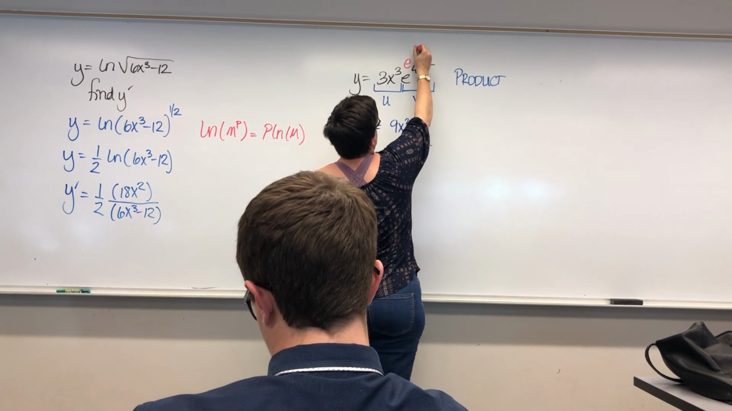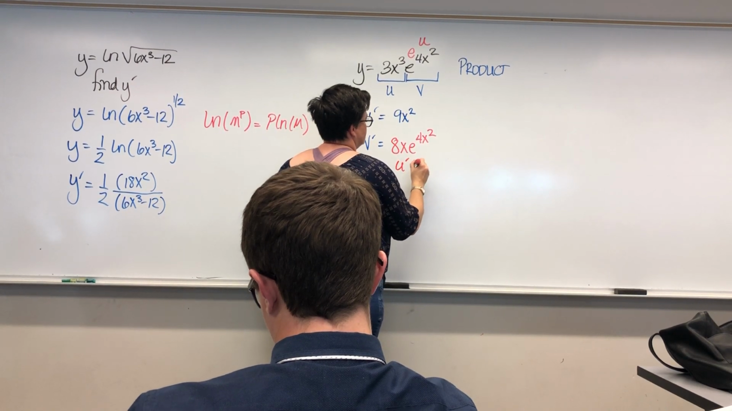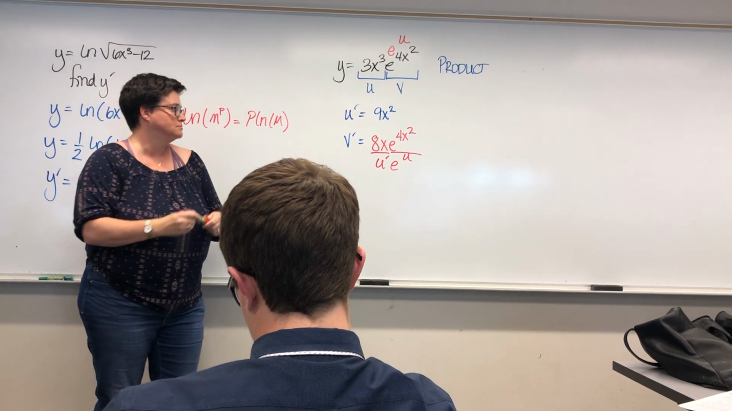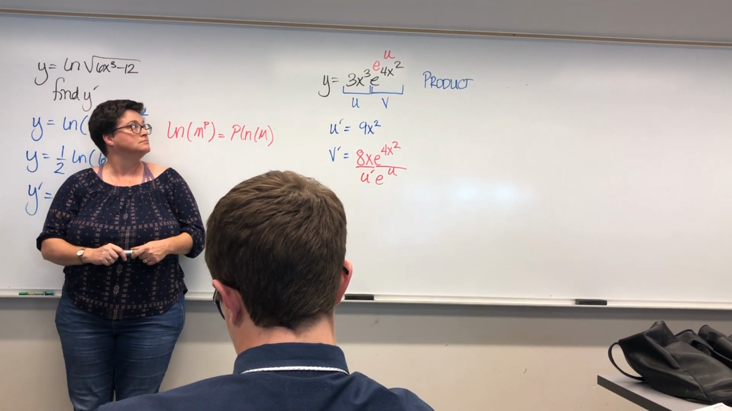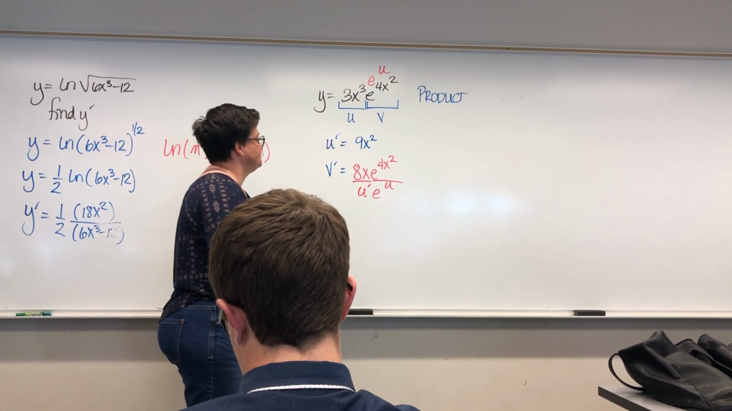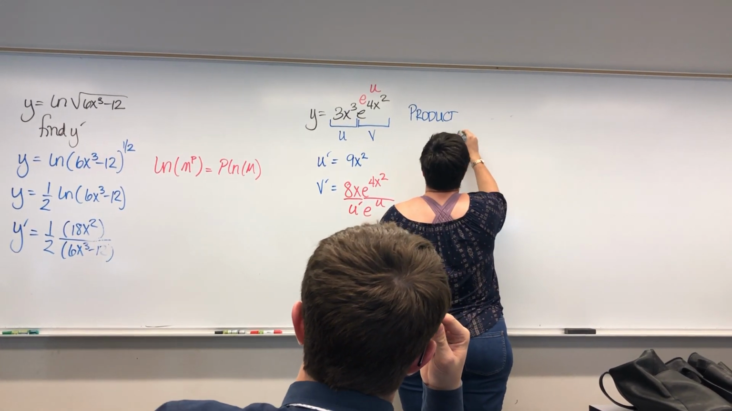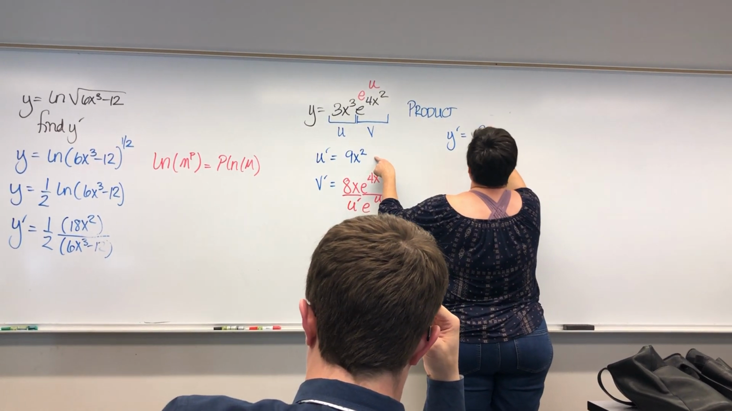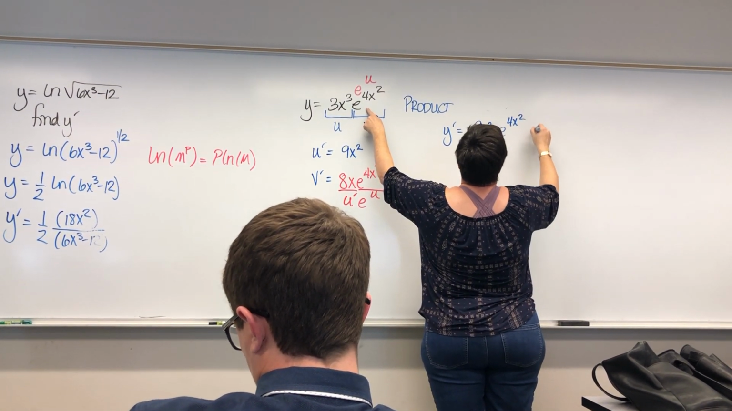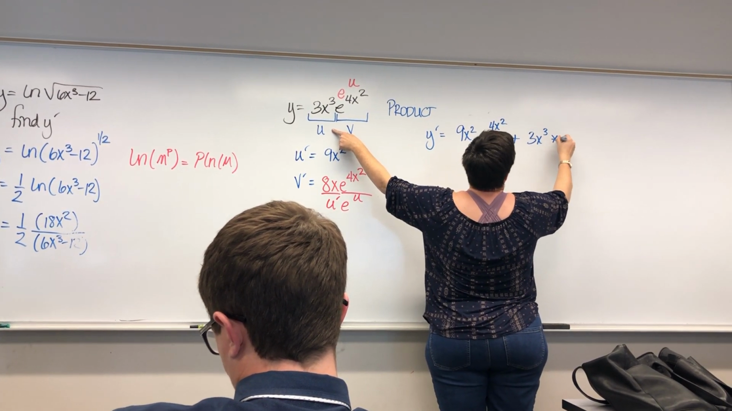Because here's my e and here's my u. So I use u prime e to the u. Okay. And then I just plug and chug. So my derivative is u prime times v plus u times v prime.